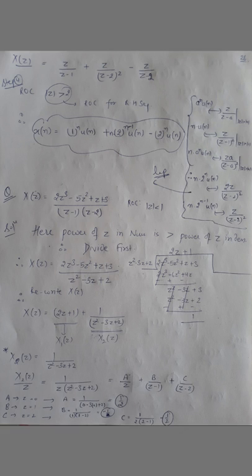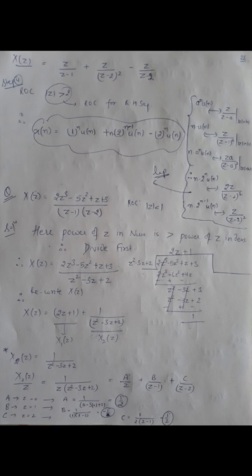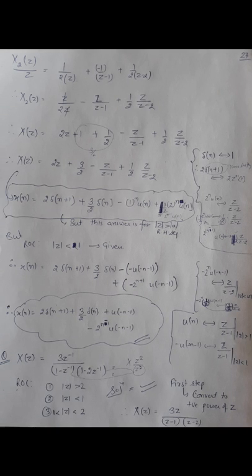Let's solve the second part first. X2(z) is equal to 1 upon (z square minus 3z plus 2). Go for X2(z) by z. So it will be 1 upon z into (z square minus 3z plus 2). It can be written as A upon z, plus B upon (z minus 1), plus C upon (z minus 2). Find out the values of A, B, C, and they will be 1 by 2, minus 1 and 1 by 2. Put in the values.